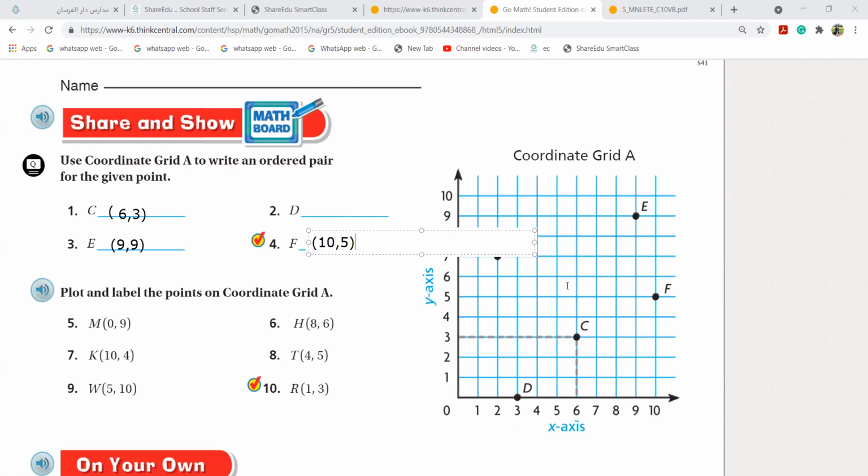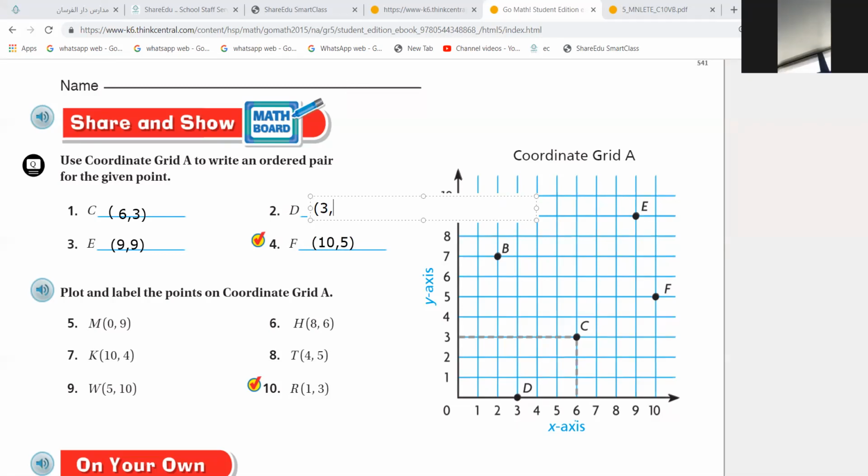Tala, let's go. Can you tell me where is D? D is 3. Excellent. 3.1? Is it coinciding at one? Let's see again. 3.0. Yes, 3.0. Excellent. When it's at the end, yes, that point is at the end. Yes, it's 3.0.